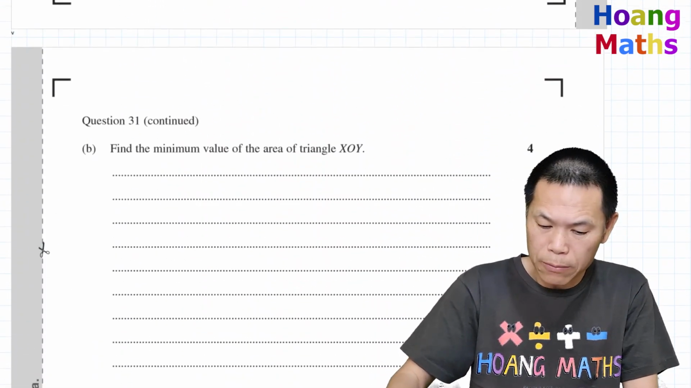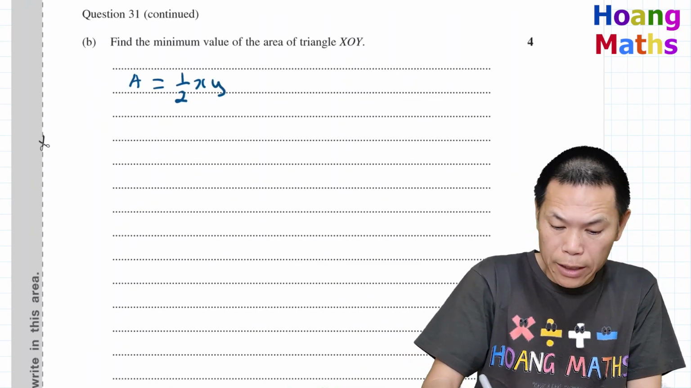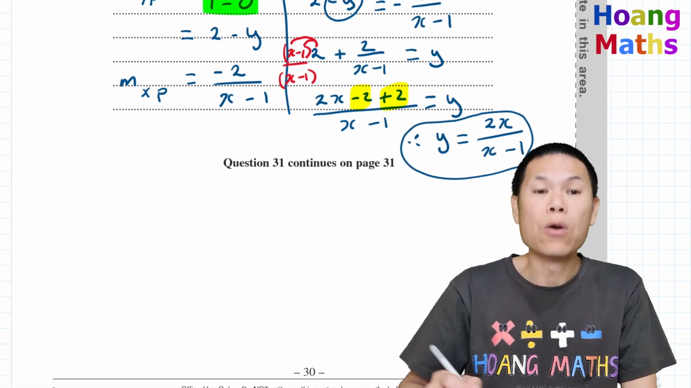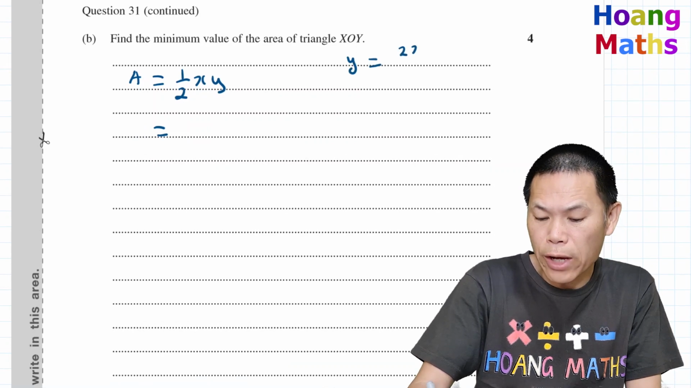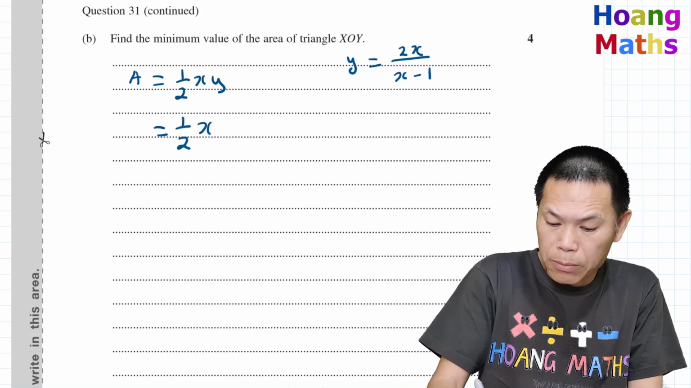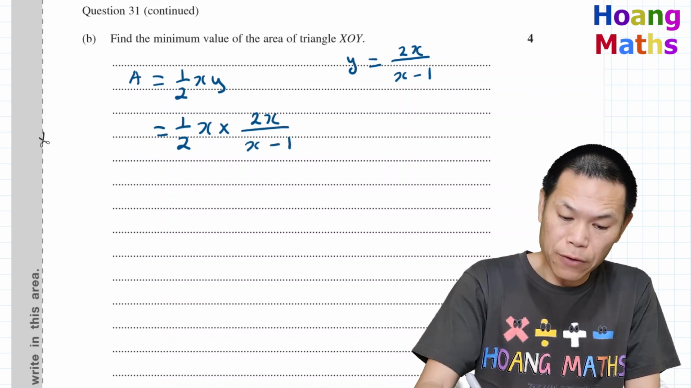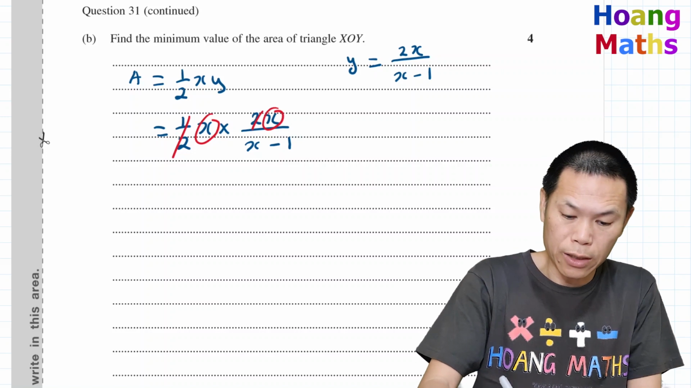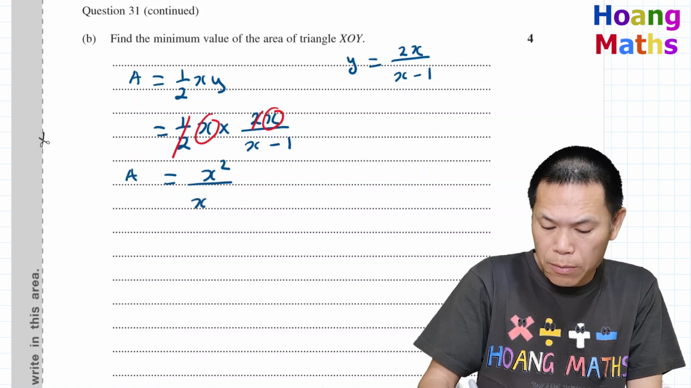Okay. So let me just write this down. So area is a half of xy. And we know that y is 2x over x minus 1. So we just replace y with that. So we just substitute the value in. So that becomes a half times 2x over x minus 1. So I can simplify this further. So these halves here cancel out. So x times x gives me x squared. So therefore, the area of the triangle is x squared over x minus 1.